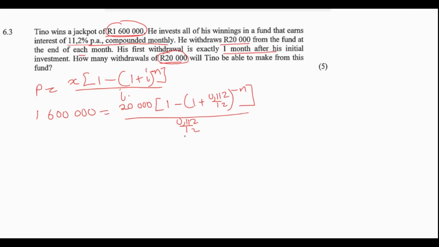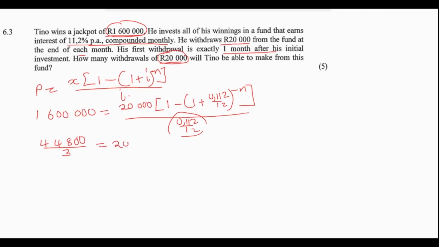And then here what we do, we want n. So you can do it step by step. Someone can start by finding 20,000 divided by this fraction here, the denominator one. But I prefer doing this. Let's multiply both sides by this. Let's multiply the 1,600,000 by 0.112 over 12. And then it will give you 44,800 over 3. I prefer using a fraction because I don't want to use a decimal. If you're using a decimal, don't round off.